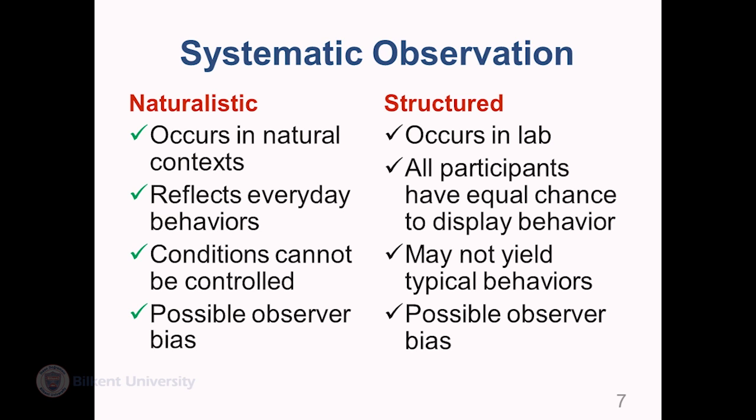Now, naturalistic observation has the strength to display a child's normal everyday behavior. However, structured observations have the possibility of allowing all participants, in this case children, to have equal chance to display a certain kind of behavior, the behavior you're interested in as a researcher. I'm going to give an example, and I think these points are going to become clear in just a moment. Here, conditions in naturalistic settings usually cannot be controlled. So the power of the researcher to control what's going on is much less as compared to the structured setting. However, in structured settings, because the setting is not typical for the child, the child may display atypical behavior.